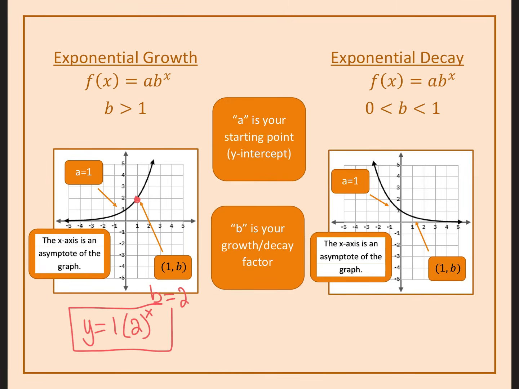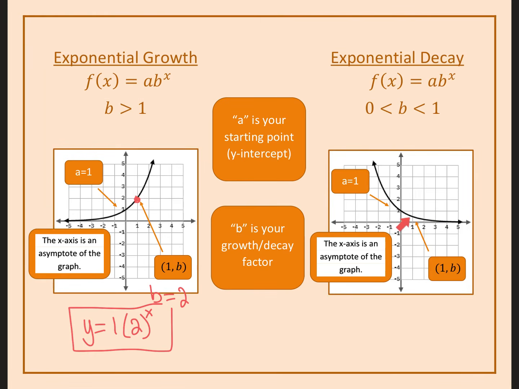So let's look at a decay. A decay is flipped from what we see, okay? In this case, when we did a is equal to 1, notice that this graph is decreasing from left to right. The y value is going down. Again, that x-axis is an asymptote. It's not going to cross.